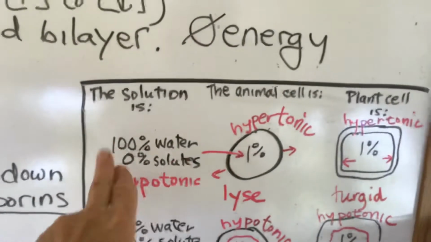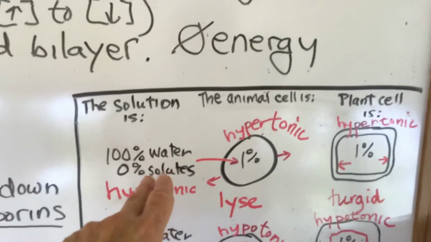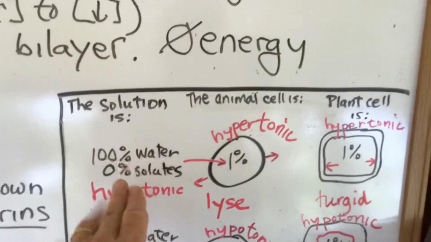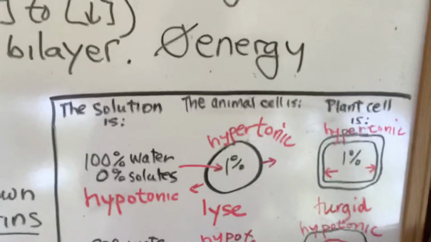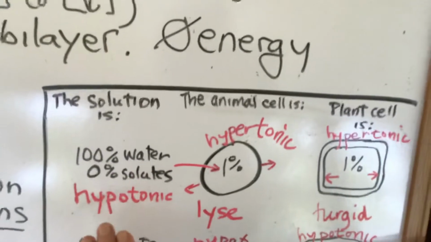There are no solutes dissolved in it. Now, in nature, this is uncommon. But in the lab, it can be fairly common. You can use distilled water and put a cell or a group of cells into it. All right. So in this situation, there's names given to the sides.